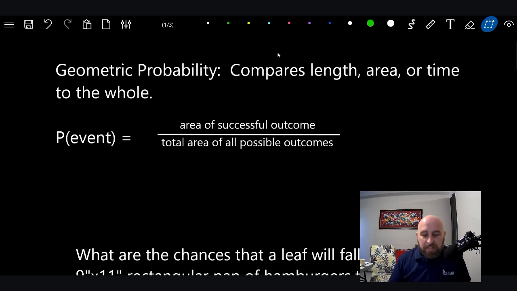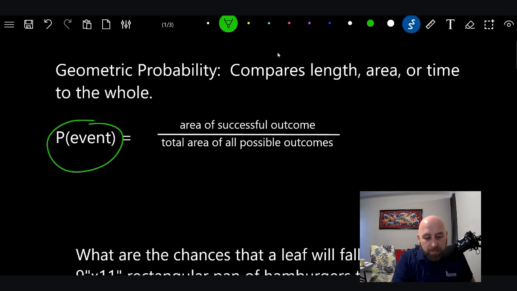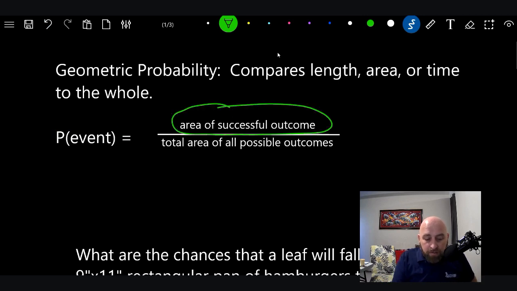So let's look at this and see if we can figure it out. Look down here at P event. What is the P event? Well, P is the probability of the event happening, whatever event we're talking about. Here's the way that we're going to figure this out. We're going to put the area of the successful outcome. The area of the circle, the area of the square, and you're like, wait, what? We've got to figure out the area?